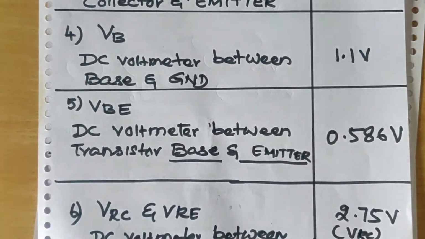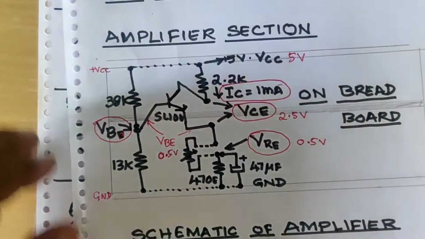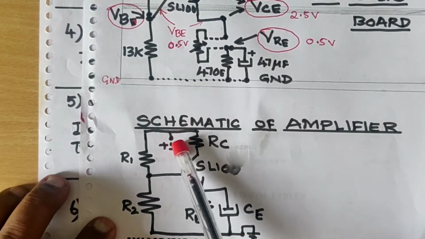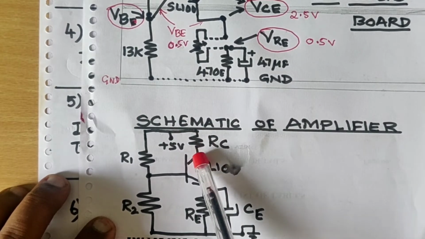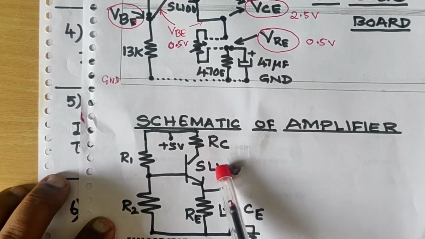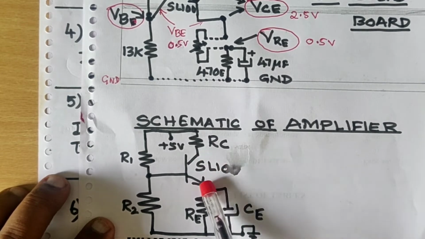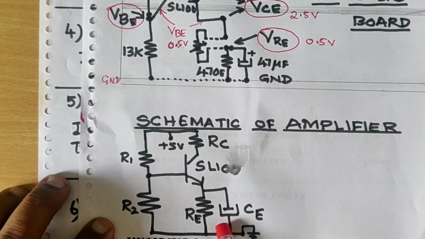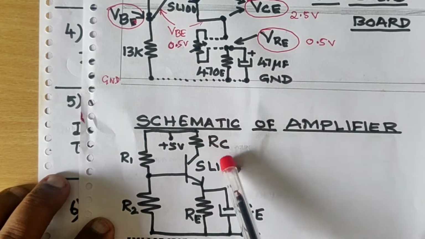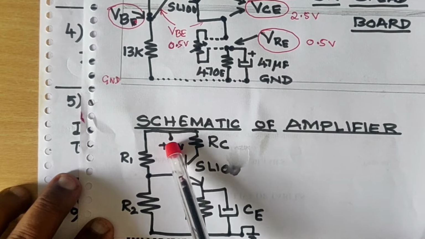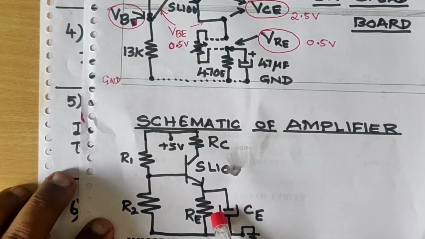So totally in this amplifier section, just monitor this. VCC is 5 volts. So we measured this VRC, and we also measured VCE, and we also measured VRE. If you add all these three voltages, it should be roughly close to this 5 volts. That means your circuit design is correct.